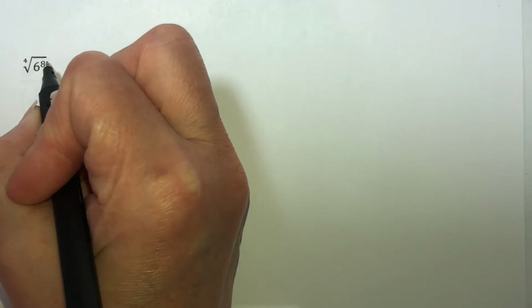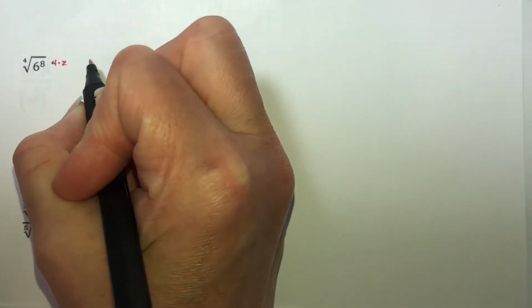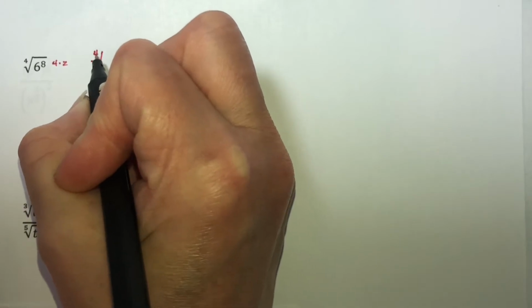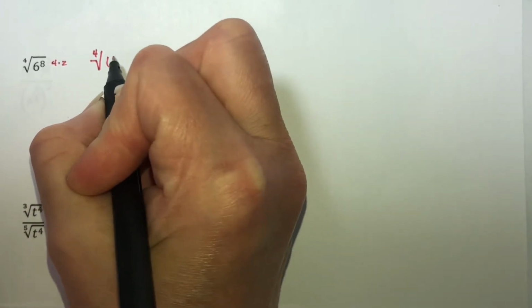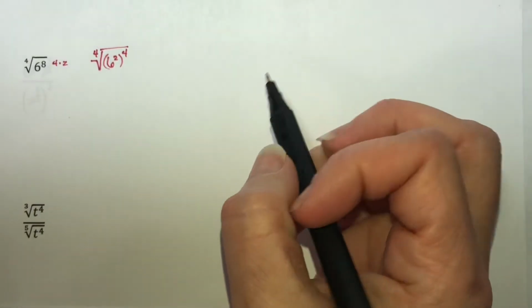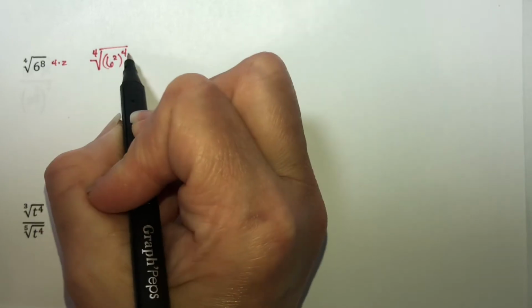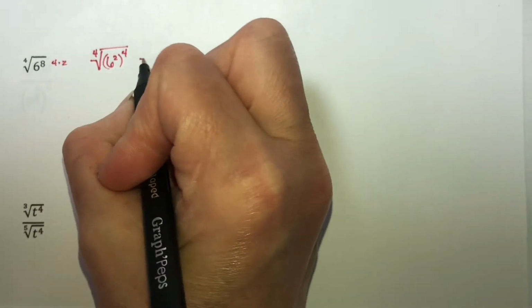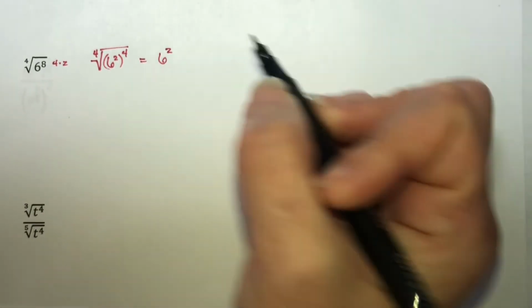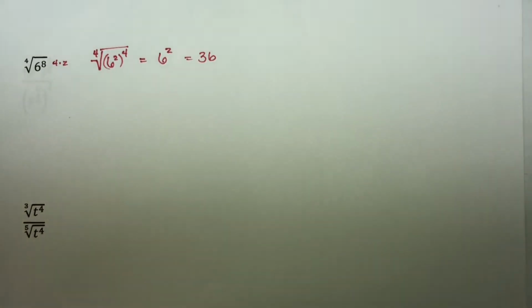So I could write this as, because 8 is equal to 4 times 2, I could rewrite this as the fourth root of 6 squared to the fourth. This is using properties from the last section. And then since we had the same exponent as index, we got what was inside. And so 6 squared is 36. Okay, so that's using what we learned in the last section.